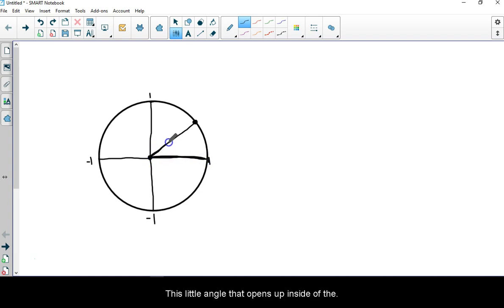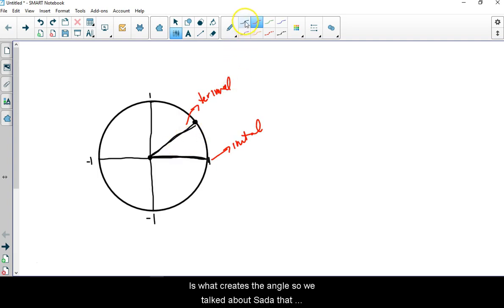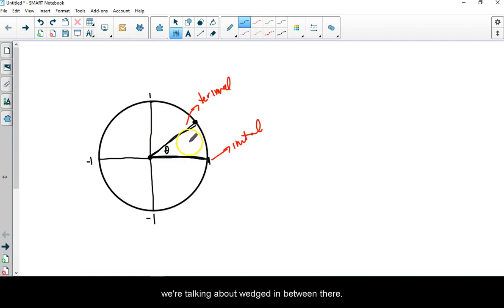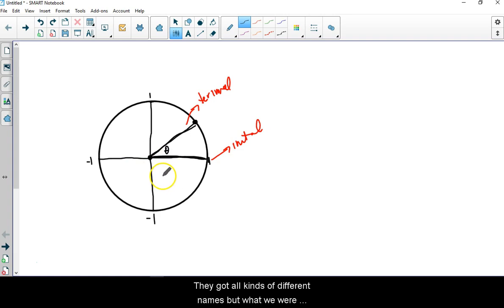This little angle that opens up inside of the initial ray and then ends with the terminal ray is what creates the angle. So when we talk about theta, that thing that looks like a 0 with a line through it, we're talking about wedged in between there. The outside of this, sometimes we call it beta, right? They got all kinds of different names, but when we're talking about theta, we're talking about inside of there. It doesn't matter if it's big or small. We're talking about wedged inside of here.